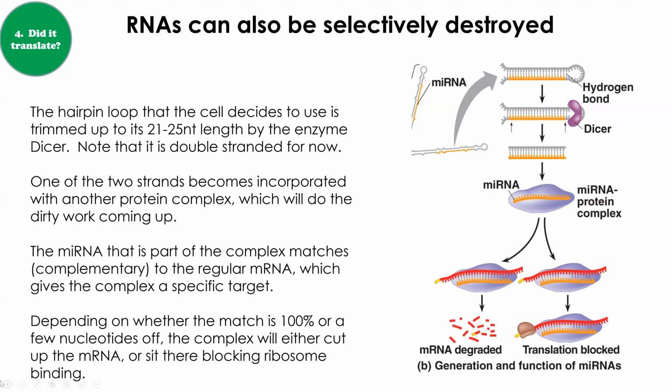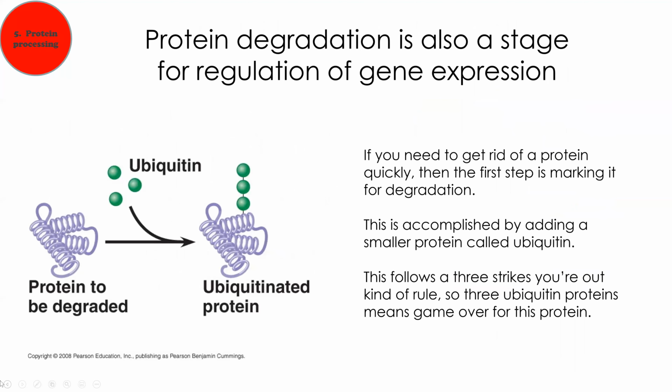Okay, so now we've talked about, did we translate it? And remembering, all of this stuff has happened in the cytosol. Okay, so let's say we get all the way to the protein. We've made it through all these steps. We make it to the protein, we translate it. How can we regulate it at this step? Okay, so there are a few ways this can be accomplished.